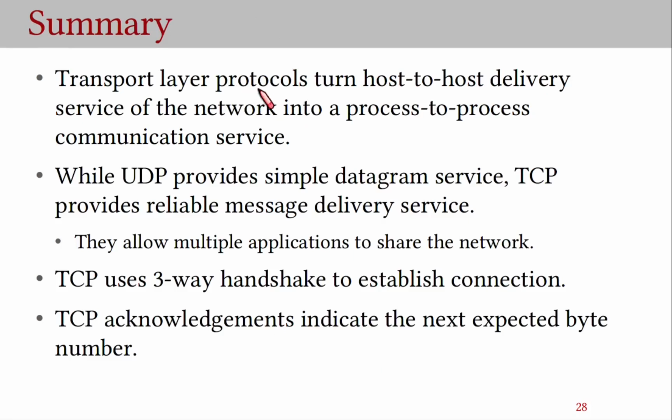To summarize, transport layer protocols turn the host-to-host delivery service that the network provides into a process-to-process communication service that applications use. We also saw that while UDP provides a simple datagram service where packet losses can happen, TCP provides a reliable message delivery service. Both of these protocols, UDP and TCP, allow multiple connections to share the network. TCP uses a three-way handshake algorithm to establish a connection. In this establishment process, three messages are exchanged, namely SYN, SYN-ACK, and ACK. And lastly, TCP acknowledgements indicate the next expected byte number.